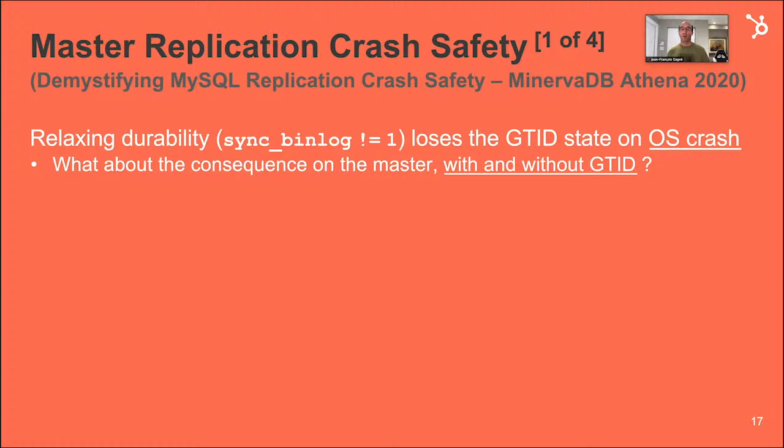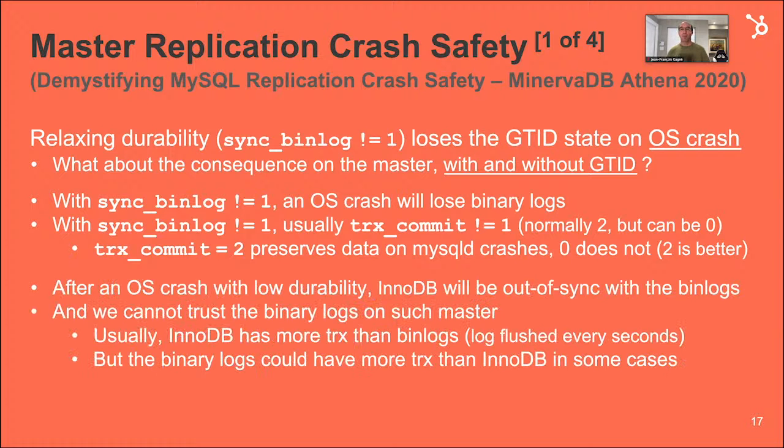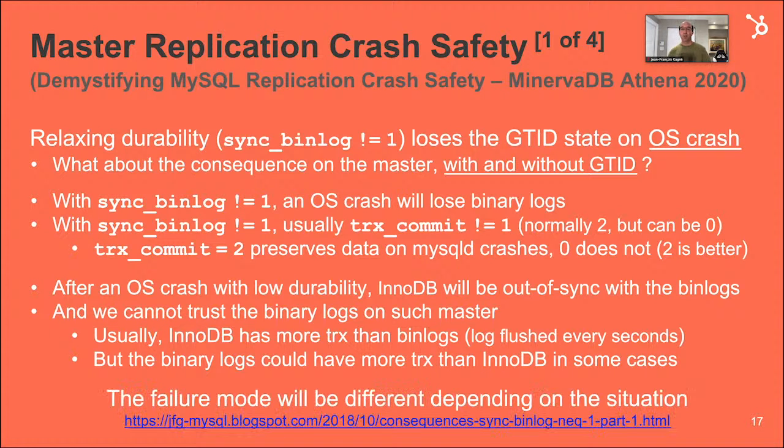So we already saw that if we relax the durability of binary logs, we lose binary logs on the crash. We lose the GTID state on the crash. But what about the impact on the master? If sync_binlog is not equal to 1, you probably also have innodb_flush_log_at_trx_commit not equal to 1. And then after a crash, the binary logs will be out of sync with InnoDB, which flushes every second or whenever the system wants. This is a problem. Your modes will be different in different situations.